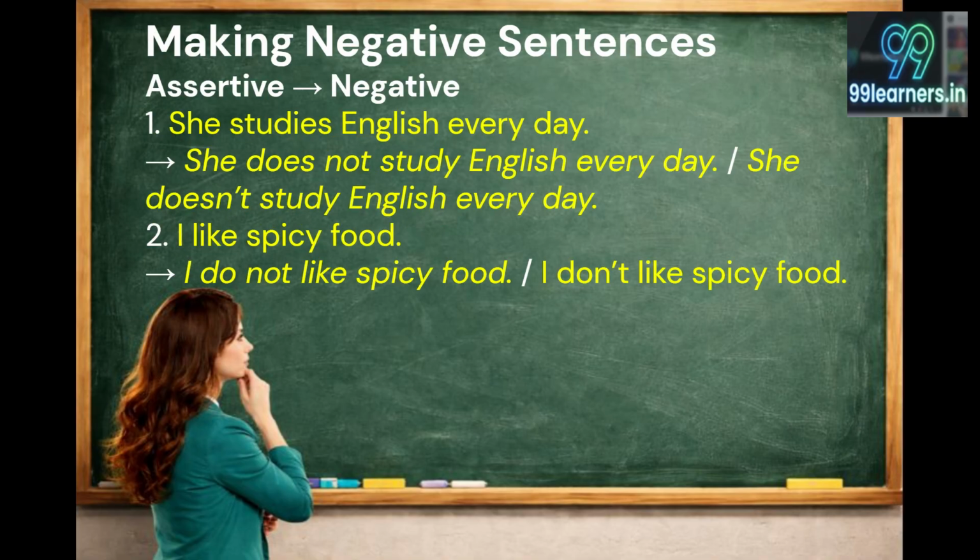Making negative sentences for all 4 kinds. Now let's learn how to make negative sentences for each kind. This is very useful. Assertive to negative. Rule: use not with the auxiliary verb. If there's no auxiliary, add do, does, or did. Examples: She studies English every day. She does not study English every day. Or she doesn't study English every day. I like spicy food. I do not like spicy food. Or I don't like spicy food.